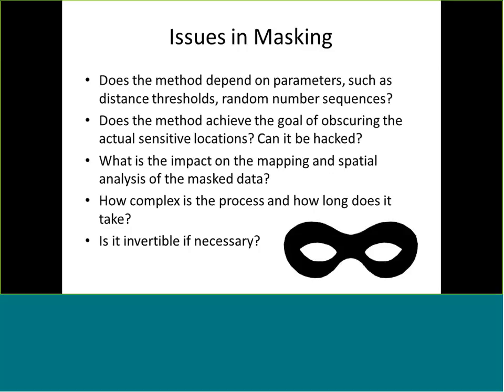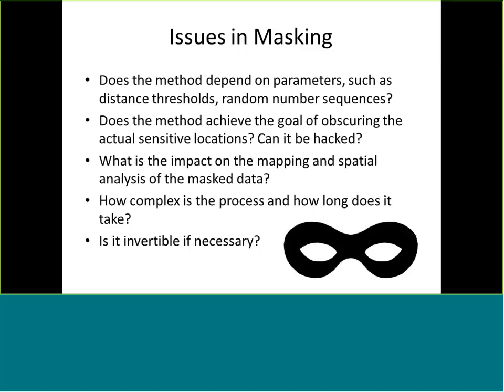A second issue is, does the method achieve the goal of obscuring the actual sensitive locations? As we've seen, some of the methods, like the buffering methods, will leave certain points intact. So we have to decide whether or not leaving those points in their actual locations represents a threat to the privacy or to the PII. And we should ask, can the method be hacked? As we saw in the Armstrong study, simple reverse geocoding is often enough to get the data back again. But if we can be a little bit more intelligent or know something about the masking method that's been applied, it may be possible to undo its effects and reveal the original locations.